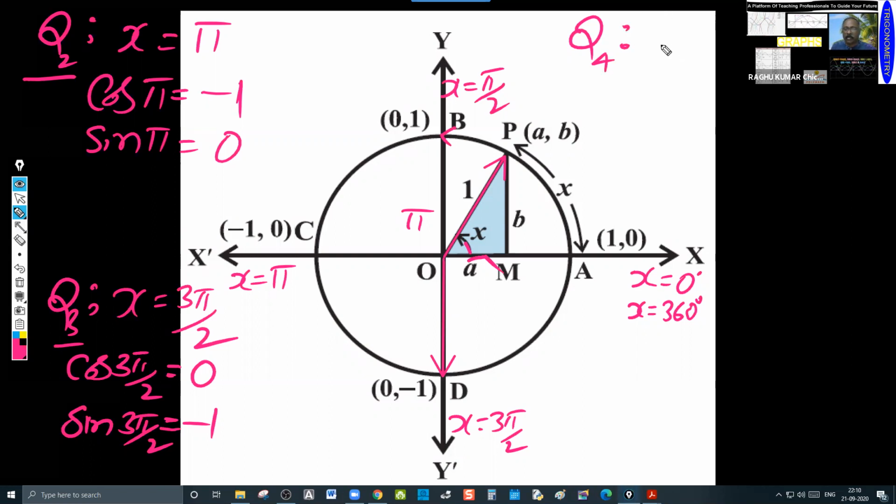Come on, tell me now. Q4 angle. Angle x is equal to 360 degrees. I mentioned it: 360 means a complete revolution, one complete revolution. Now I'm changing this arrow for your better understanding. This arrow, after making a complete revolution, again coincides with OA.